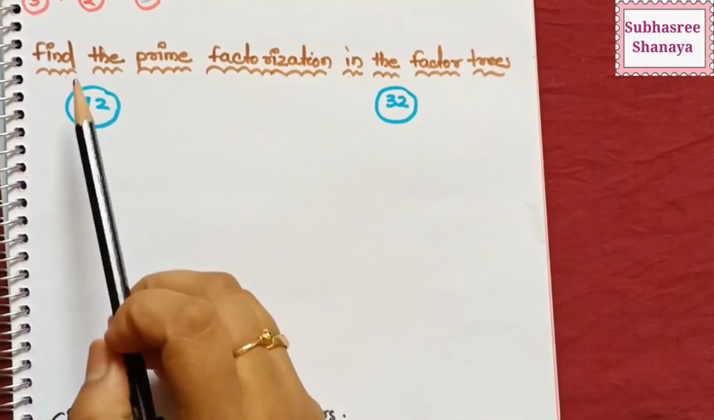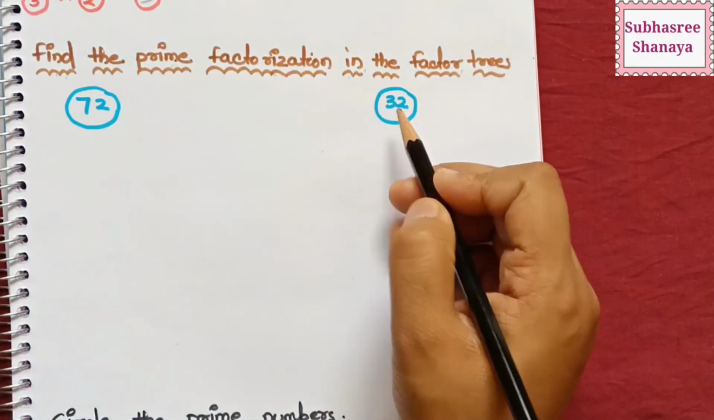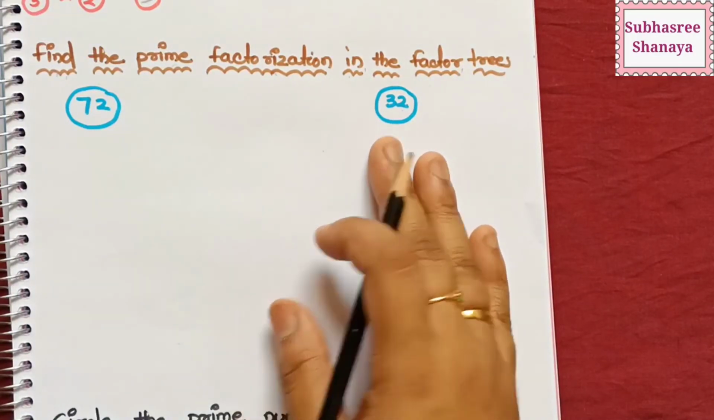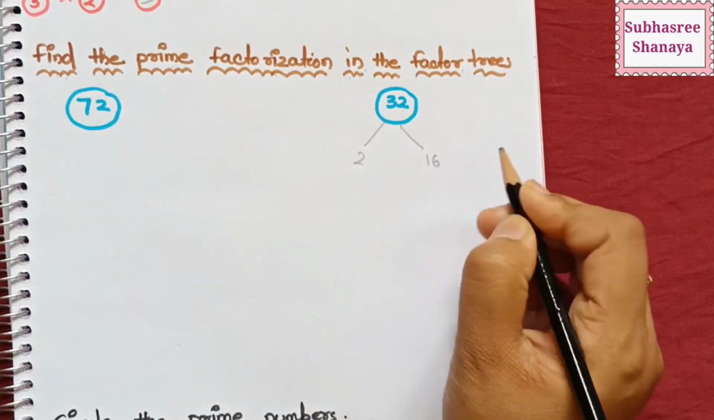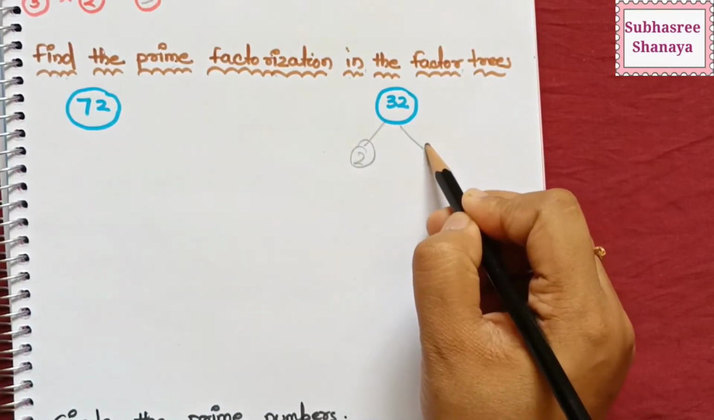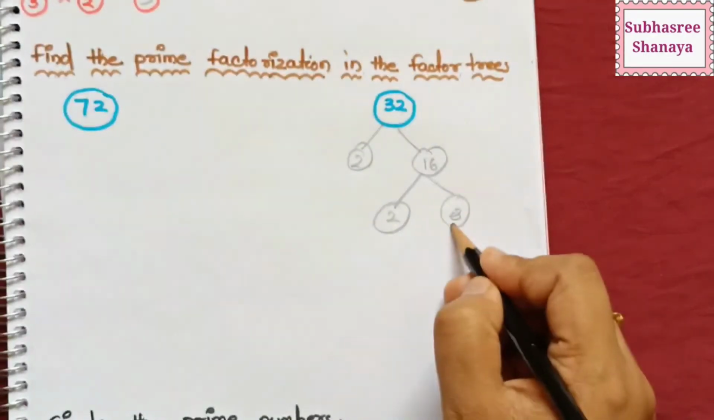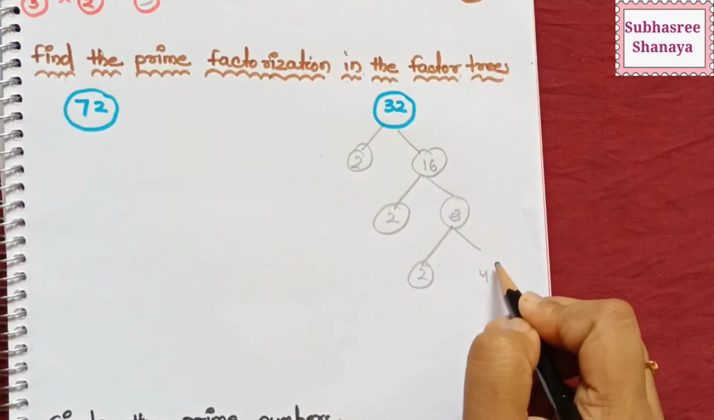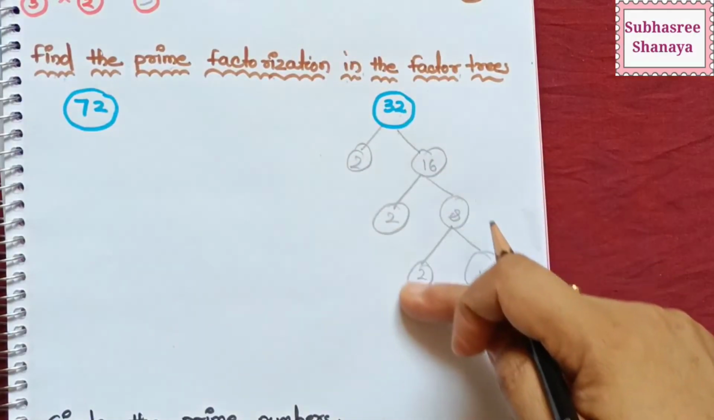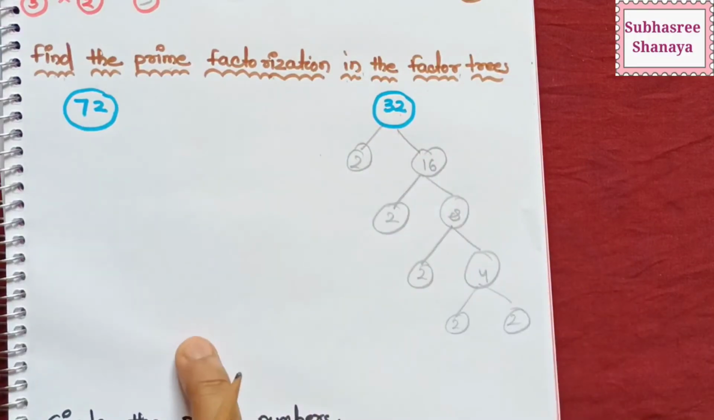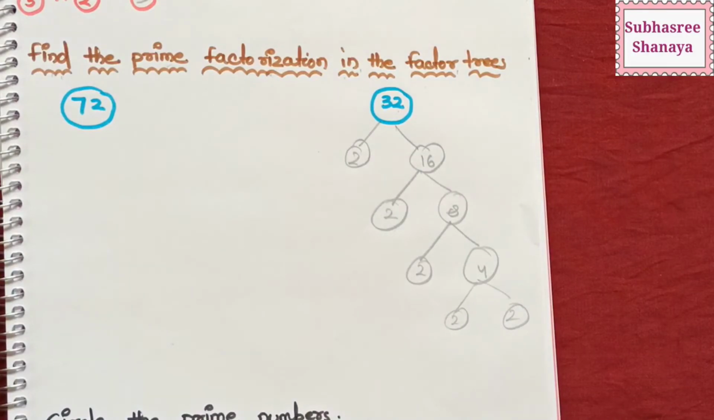Now let's come to the next question, that is find the prime factorization using factor trees. Suppose I take 32. We have to find the prime factorization. So 32 can be written as 2 multiplied by 16. Now 16 can be written as 2 multiplied by 8. Now 8 can be written as 2 multiplied by 4. Now 4 can be written as 2 multiplied by 2. Now all numbers are prime numbers. So we have to take those numbers and write them down. This is how we find the prime factorization of a number.